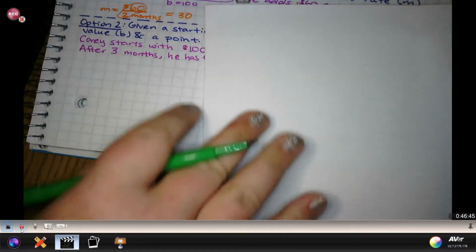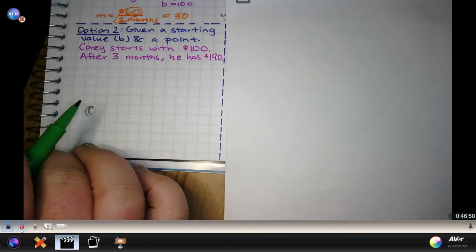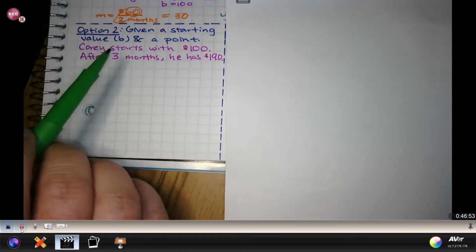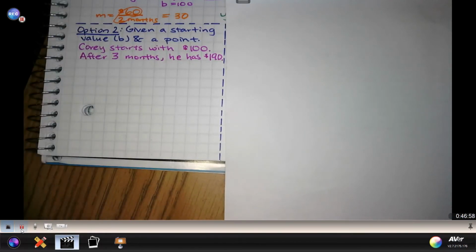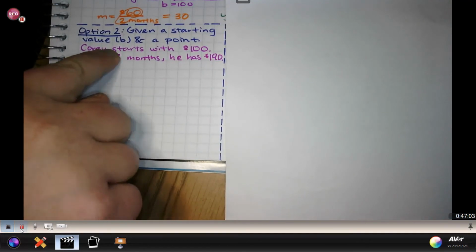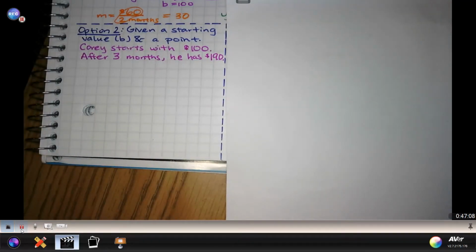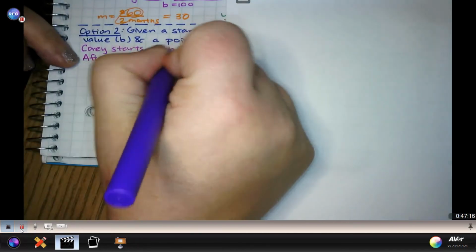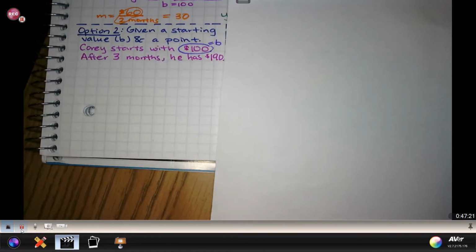Then I have option 2. Okay, option 2 includes a little bit of given 2 points, and you can use one of the options from writing a table. So again, this one, you're given a starting point, which is B, or a starting value, but you're not given the slope, you're given a point. Okay, well, let's do this. So I'm given this value here, which is my starting value. So he starts with $100. This is my B.